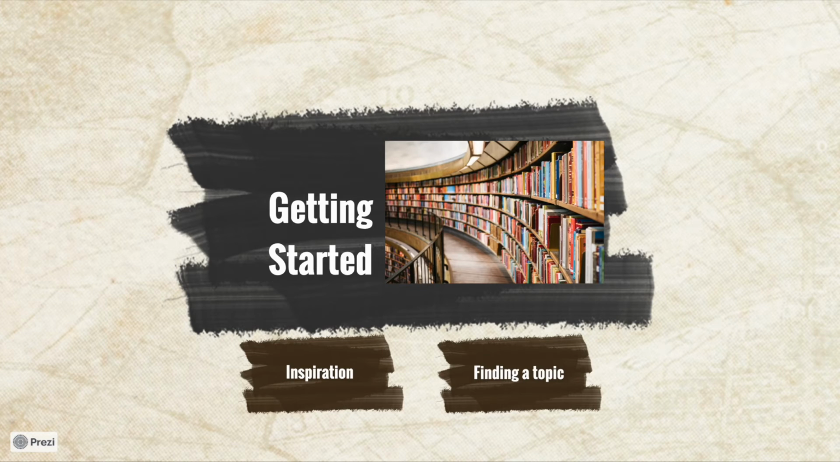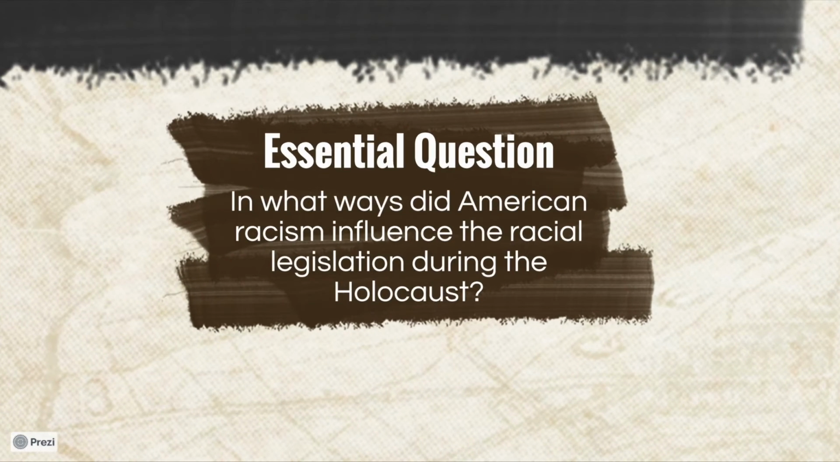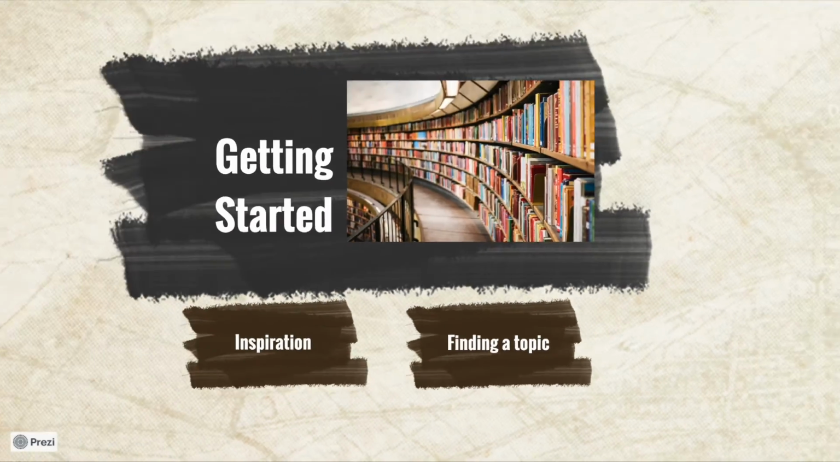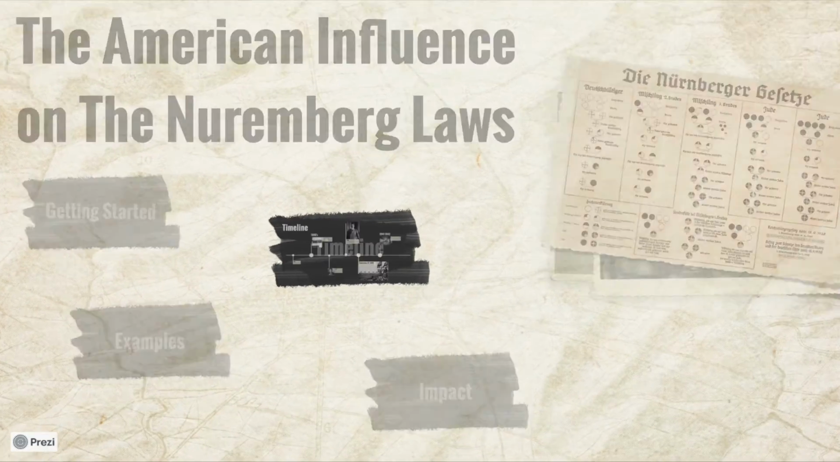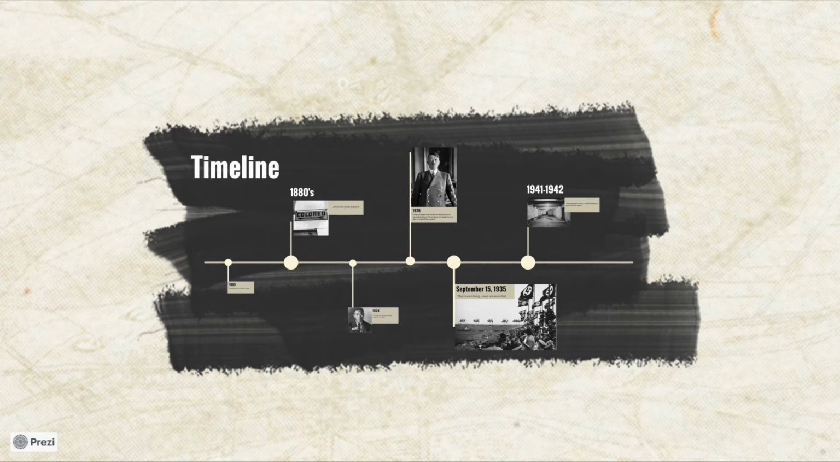And so I decided that was going to be my topic, and it brought me to my essential question: in what ways did American racism influence the racial legislation during the Holocaust? And so I created this timeline because I think it really shows that a lot of these events, specifically the American events, all happened before the events during the Holocaust.